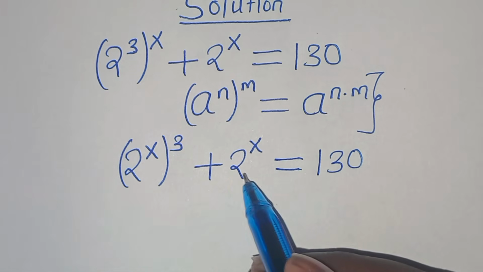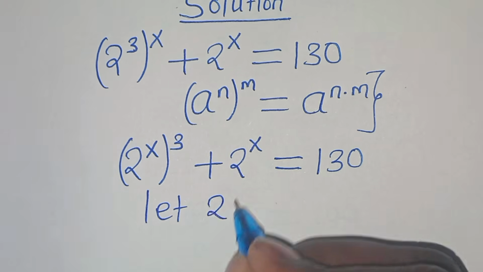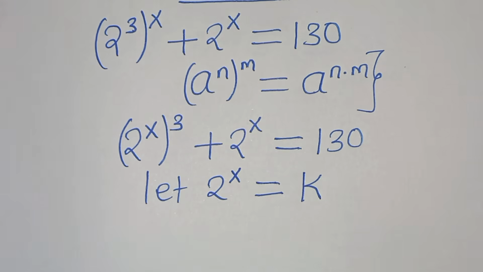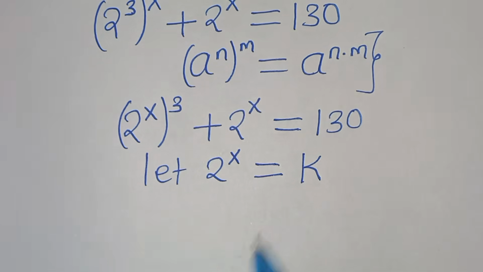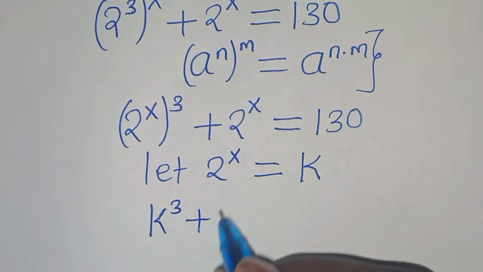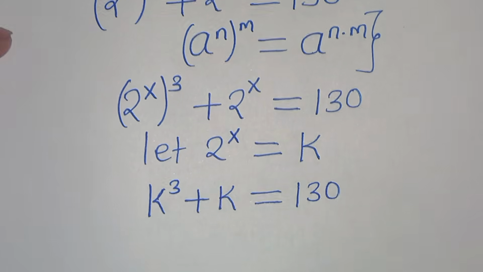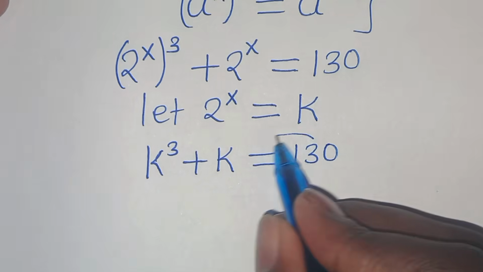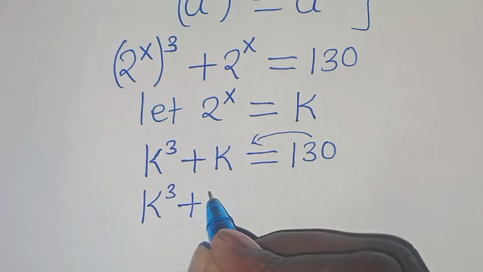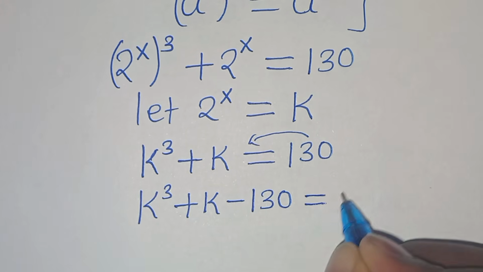2 to the power of x is common here, so we can let 2 to the power of x be equal to k. Now let's substitute k where we have 2 to the power of x. So this is k to the power of 3, then plus k. This is equal to 130. Let's take k on the left hand side so that we have k to the power of 3 plus k minus 130. This is equal to 0.